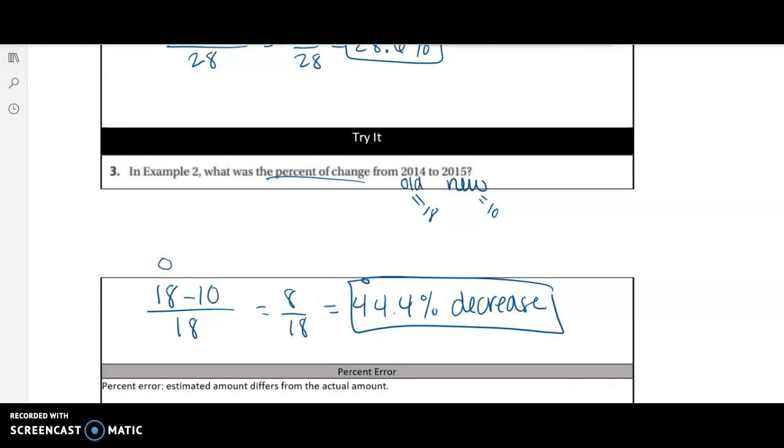So we're going to do our old minus our new, all divided by our old. So 18 minus 10 divided by 18. We get 8 divided by 18, which gives us a 44.4% decrease. It's important for you to add this part, because since the word problem itself never said that it was decreasing, if you only gave this part, nobody would know what you're talking about. They wouldn't know if they did better or worse that year, or it's not in context with what is happening on the graph. So you have to tell them that it is a 44% decrease.